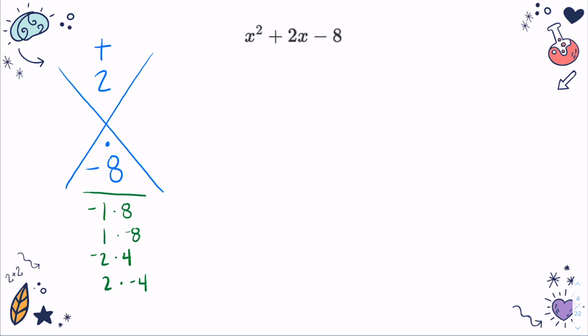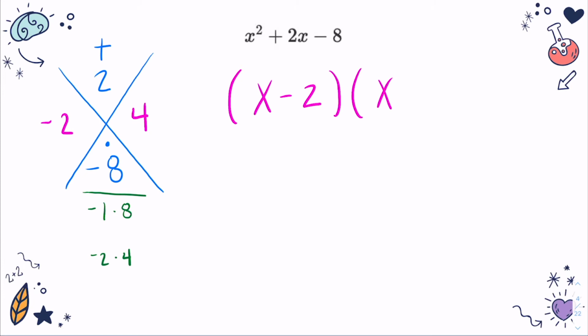However, instead of going through all the factor pairs of a negative product, you can just focus on the ones where the larger number of the factor pair has the same sign as your sum. So since our sum is a positive 2, we'll only look at these two factor pairs. And we find that negative 2 plus 4 equals a positive 2, and negative 2 times 4 equals a negative 8. So completing our x puzzle, we get the factors x minus 2 times x plus 4.